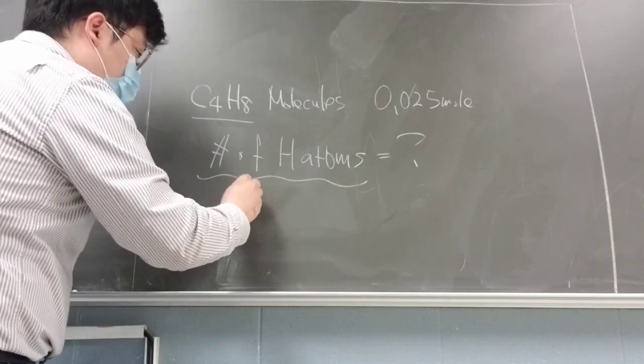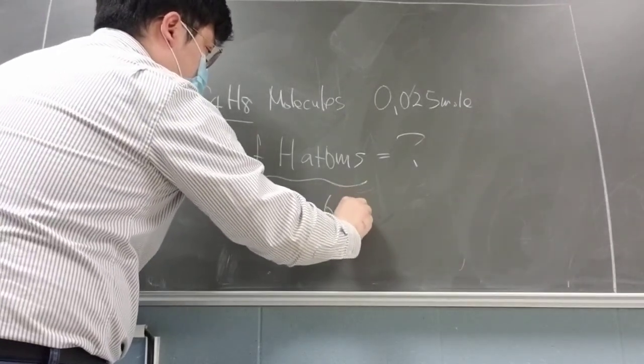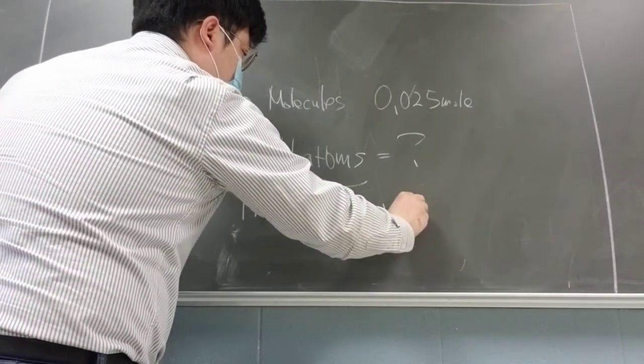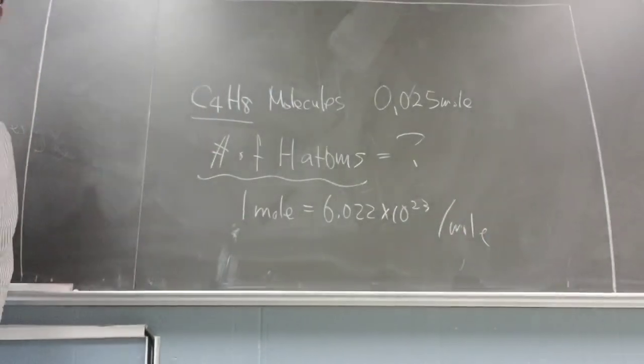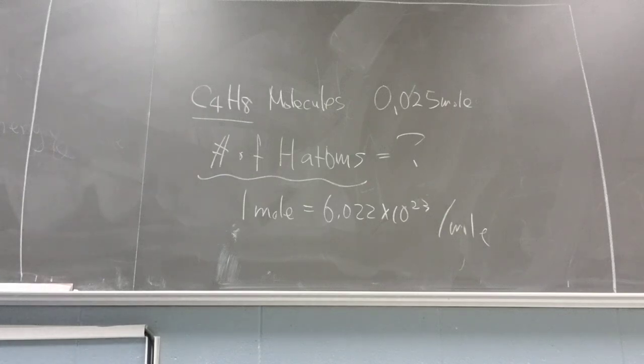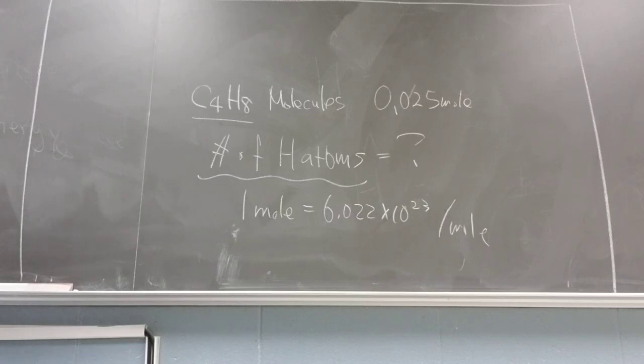So 1 mole is equal to 6.022 times 10 to the 23rd. This is how many 1 mole is. That's what the number is. Okay. So maybe 2 minutes, I think. We can try it first. So we can do this together.